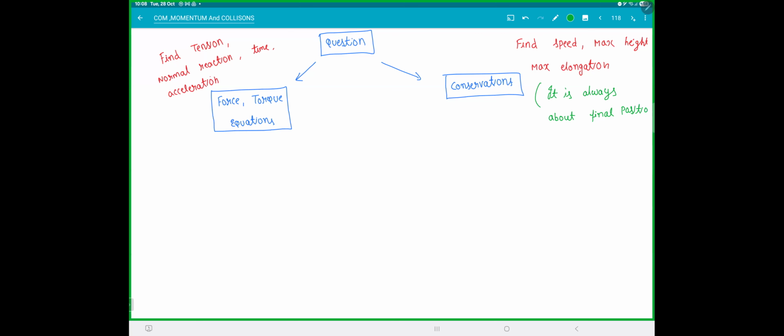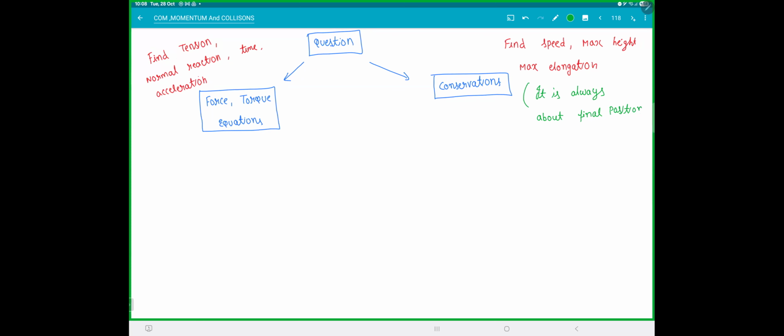So that is like a clue. Okay, maybe it is about conservation, because think about it. Only in conservation do you define state 1 and state 2, isn't it? So when I say find the final speed there, indirectly you're telling that is a state 2.